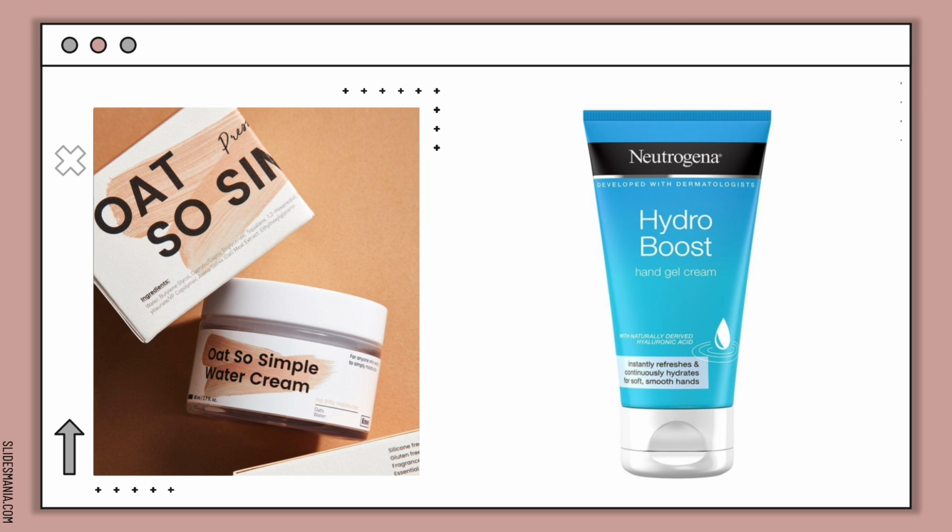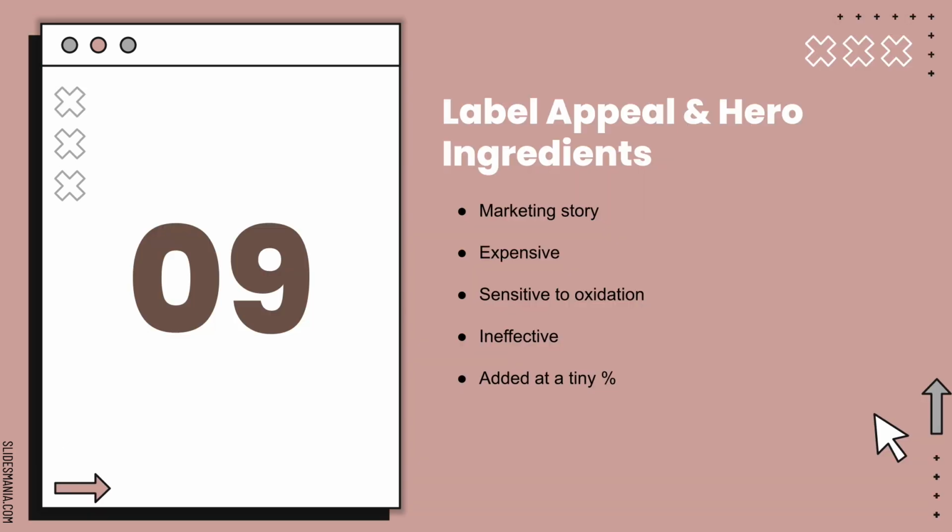The first product is Krave Beauty's Oh So Simple Water Cream, and the second product is Neutrogena's Hydro Boost Moisturizing Hand Cream and Gel. Products sold in the stores are copies of existing products which have been reverse engineered. So in order for the product not to look the same as the original, and for the brand to be able to create a marketing story, brands will research label appeal marketing-led hero ingredients.